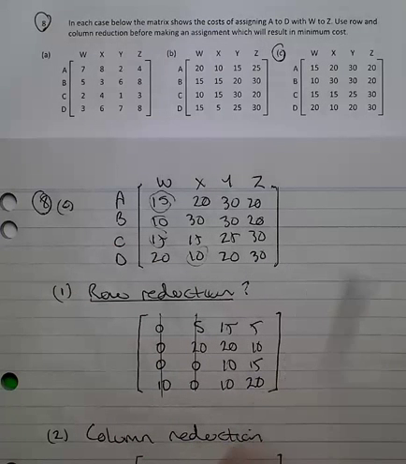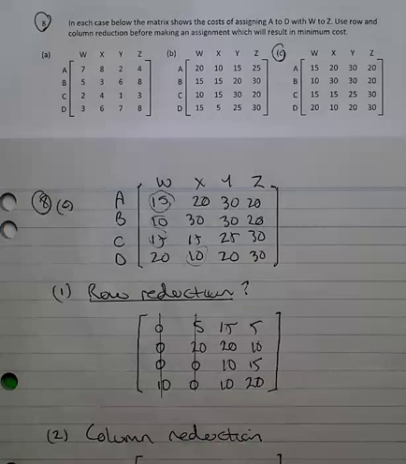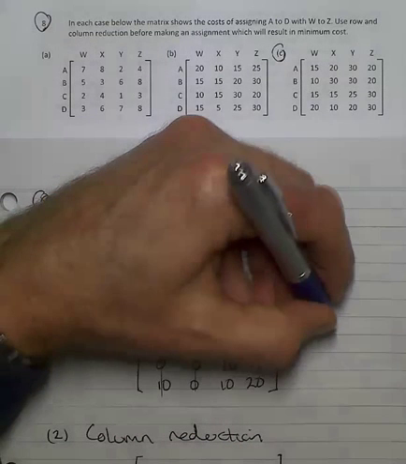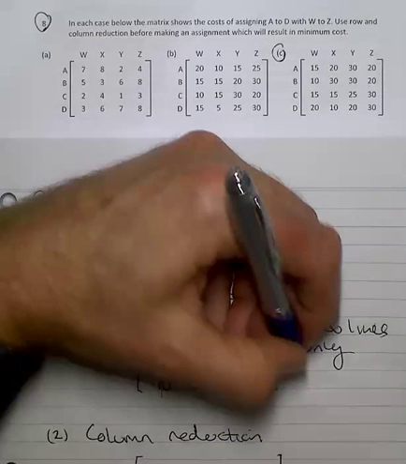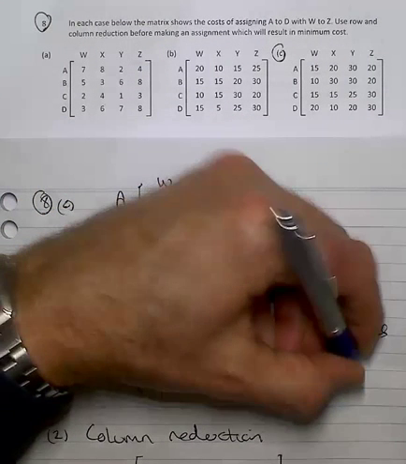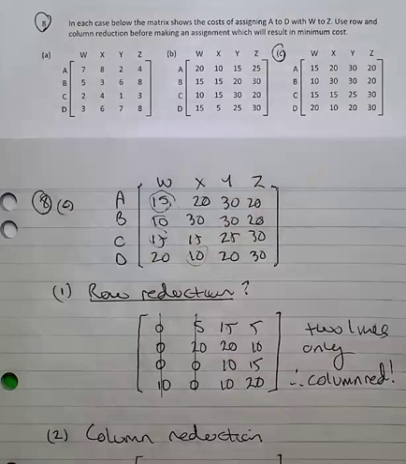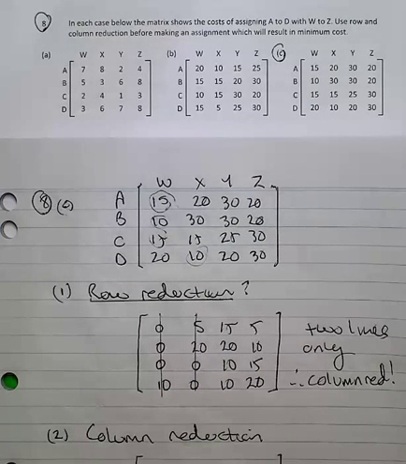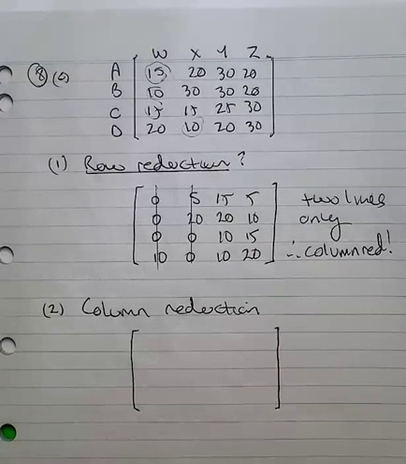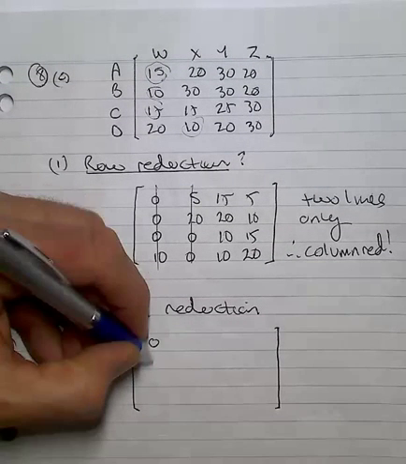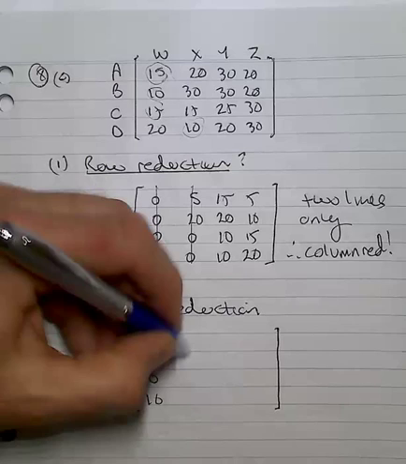I can just cancel out the zeros using 2 lines. So 2 lines only, therefore column reduction. Got to carry out some column reduction. You can see here that Y and Z haven't been allocated. Now in column reduction, I simply record or copy down the first 2 columns.